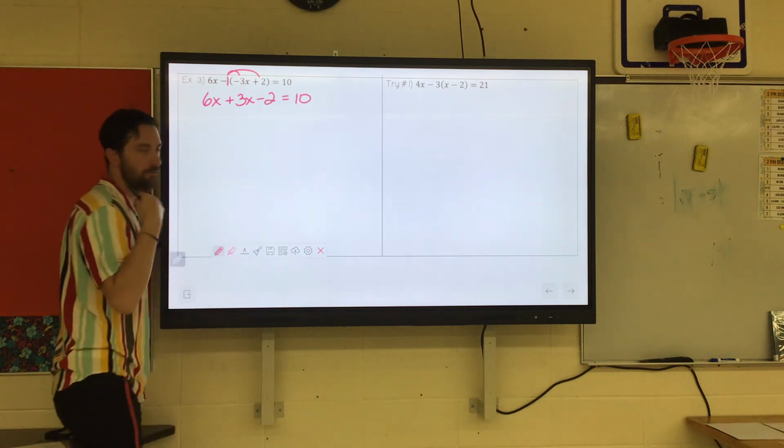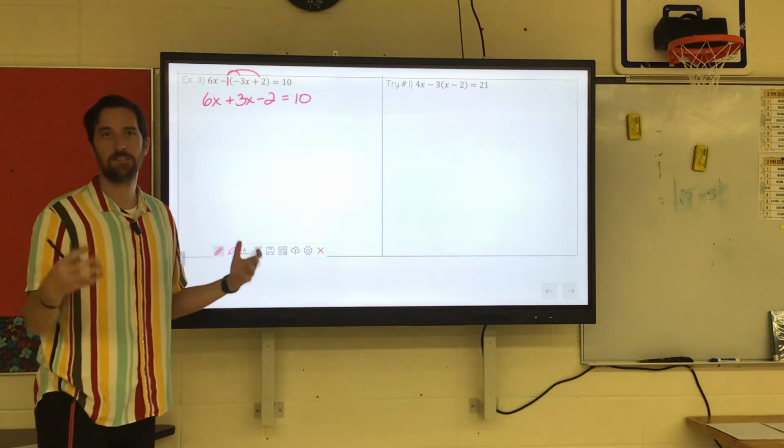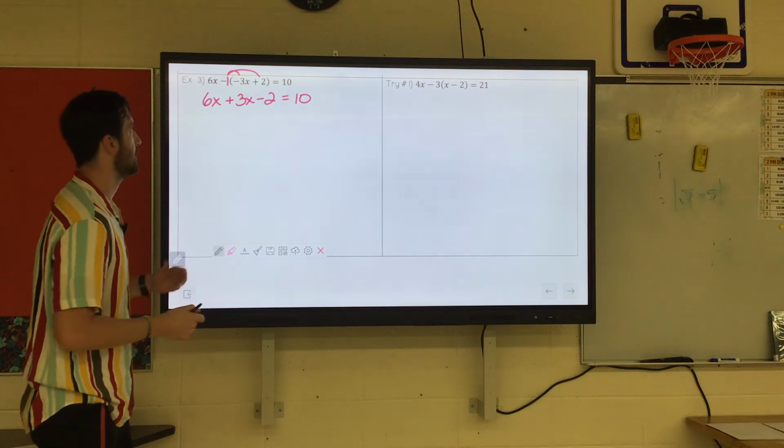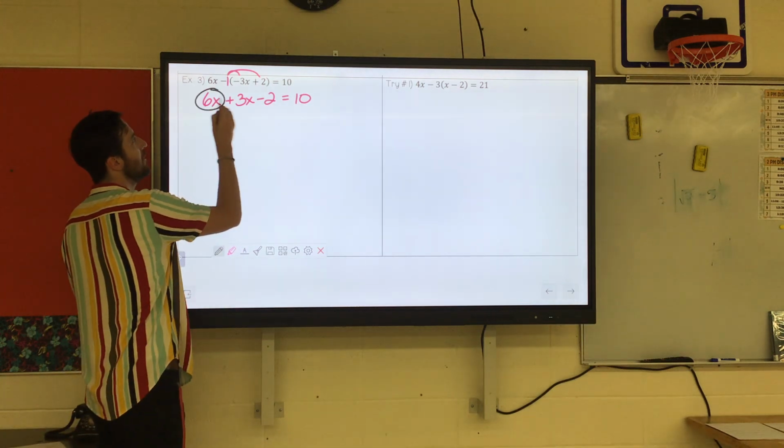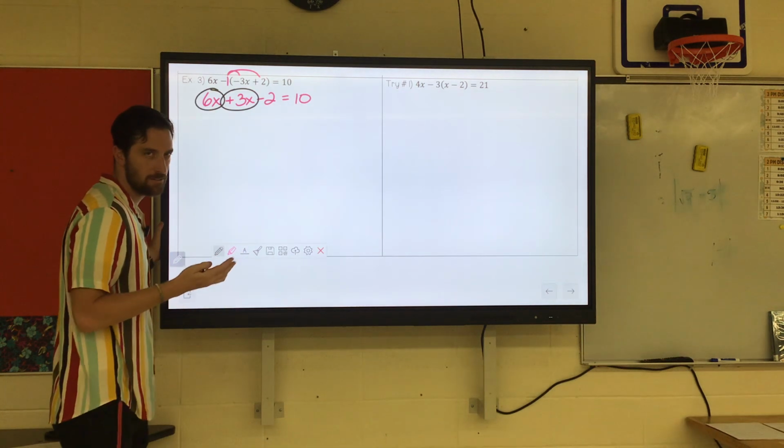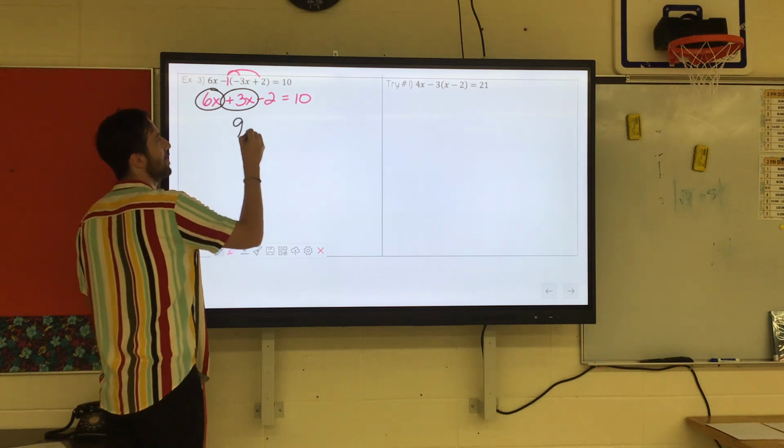So here's what we have. We've distributed. The next step says to combine like terms. On the left side, look at this. I could do 6x plus 3x. That would be 9x.